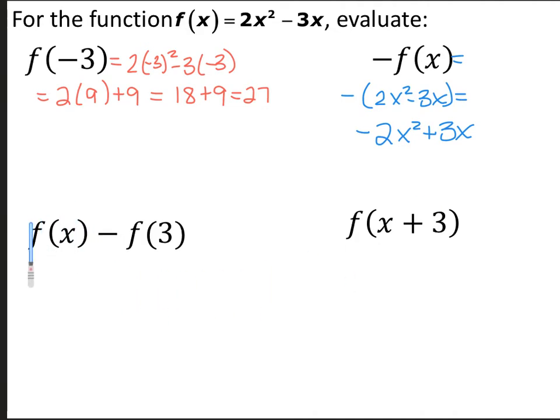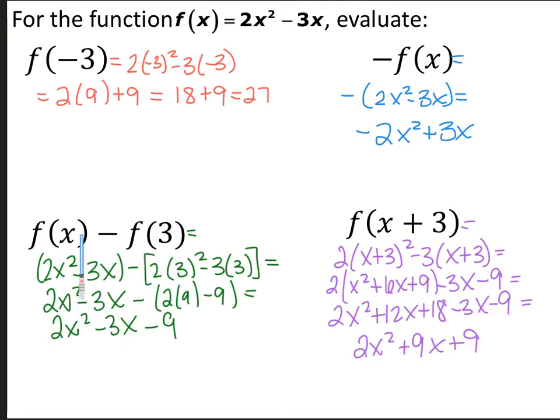On this one here, you have f of x, so you're going to take the whole function f of x, and from that, you're going to subtract the quantity f of 3. And for this one, x plus 3, all of that is inside the function notation, so you're going to replace every x in the original function with the whole thing x plus 3. So try those two and simplify as much as possible.